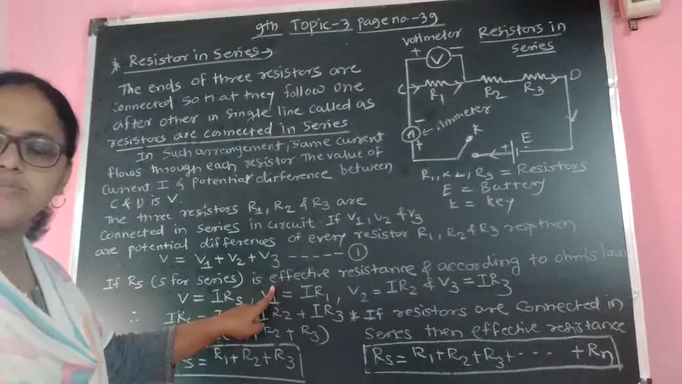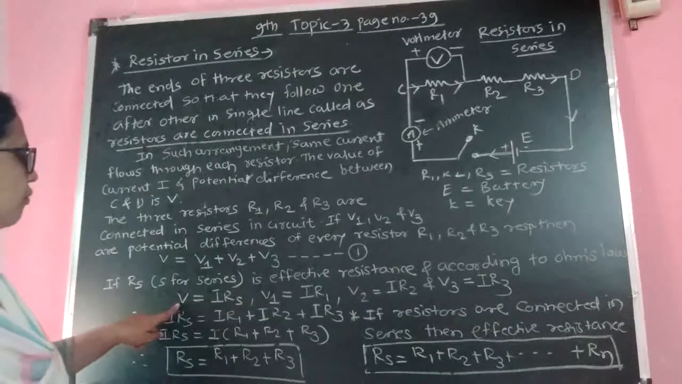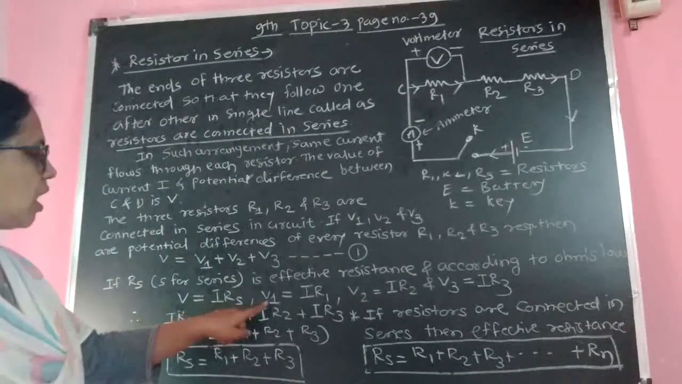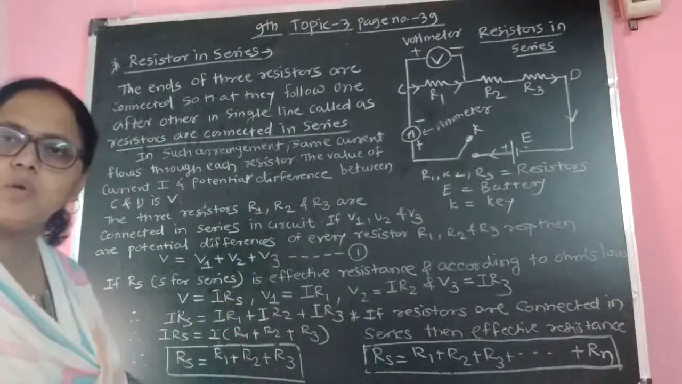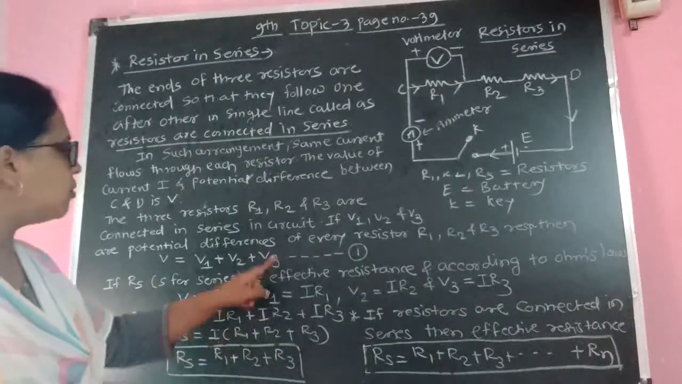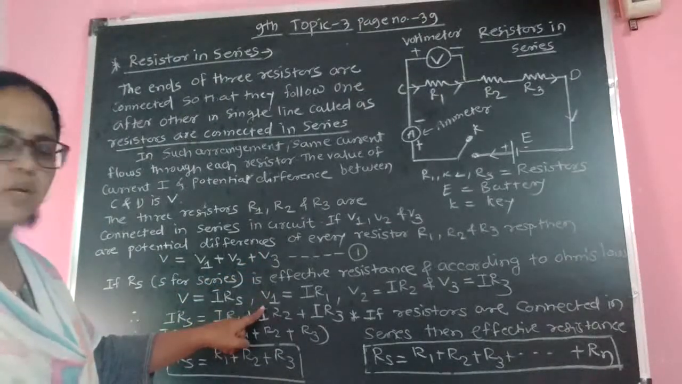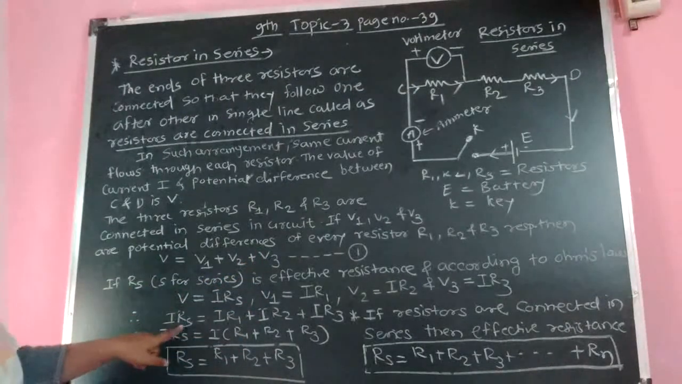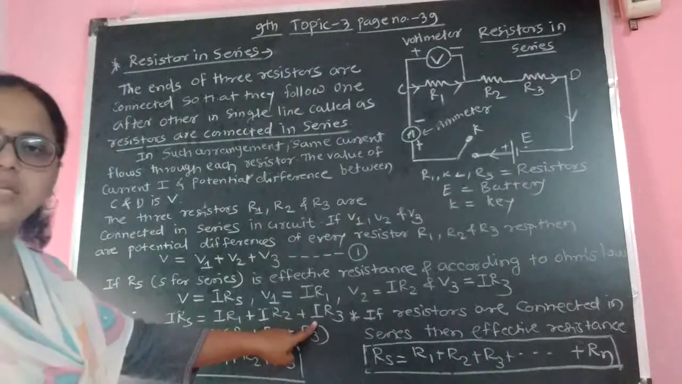So using Ohm's law, we know, what is Ohm's law? V is equal to IR. So V is equal to IRs. V1 is equal to IR1. V2 is equal to IR2. And V3 is equal to IR3. Putting all these values in equation 1, that is, replacing these values, you will get IRs is equal to IR1 plus IR2 plus IR3.